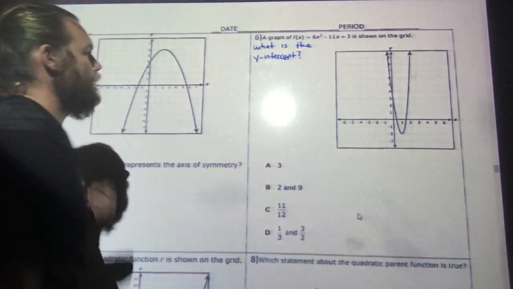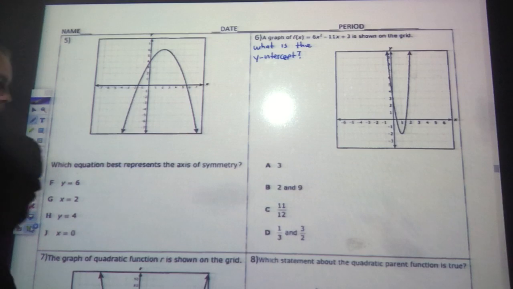All right, ladies and gents, Bellringer 5 and 6 for today. We're still talking about quadratics.